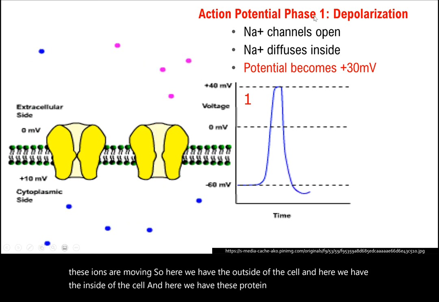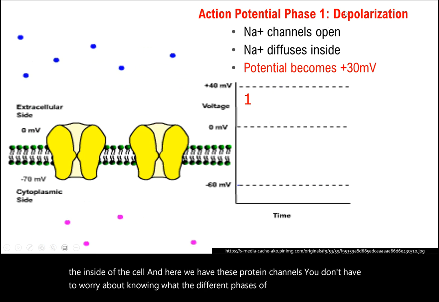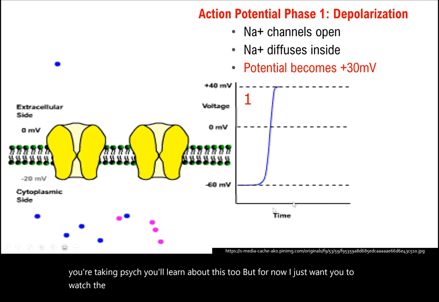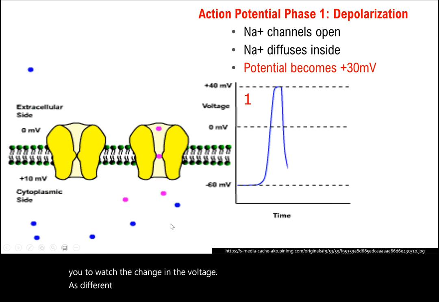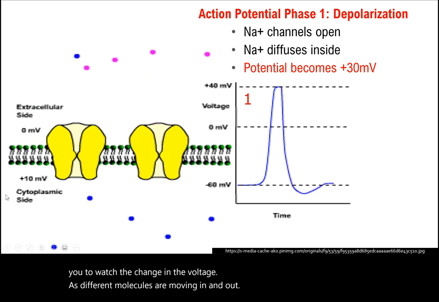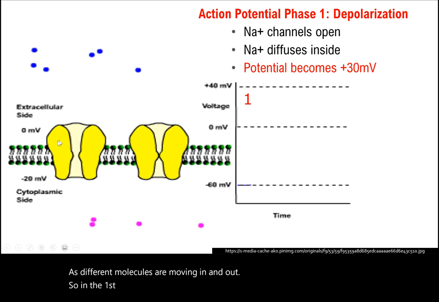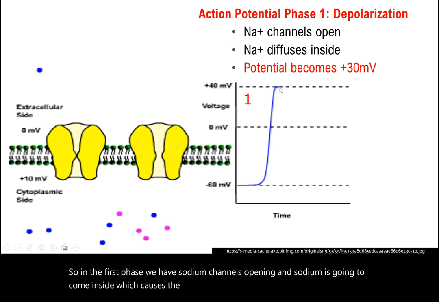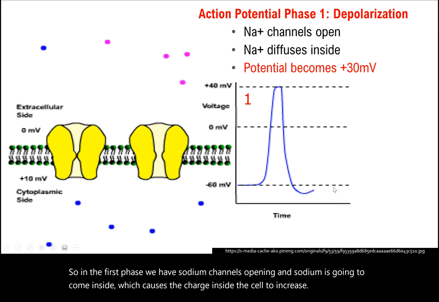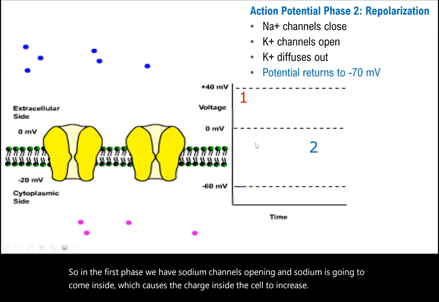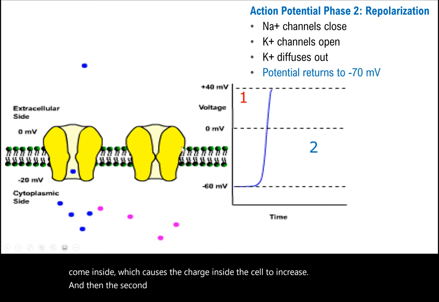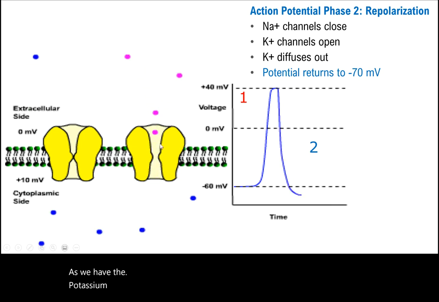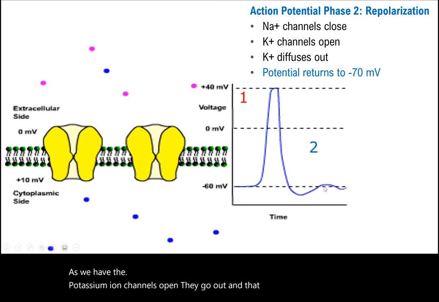You don't have to worry about knowing what the different phases of the action potential are. If you're taking psych, you'll learn about this too. But for now, I just want you to watch the change in the voltage as different molecules are moving in and out. So in the first phase, we have sodium channels opening, and sodium's going to come inside, which causes the charge inside the cell to increase. And then the second phase is we have the potassium ion channels open, they go out, and that brings the charge back down.